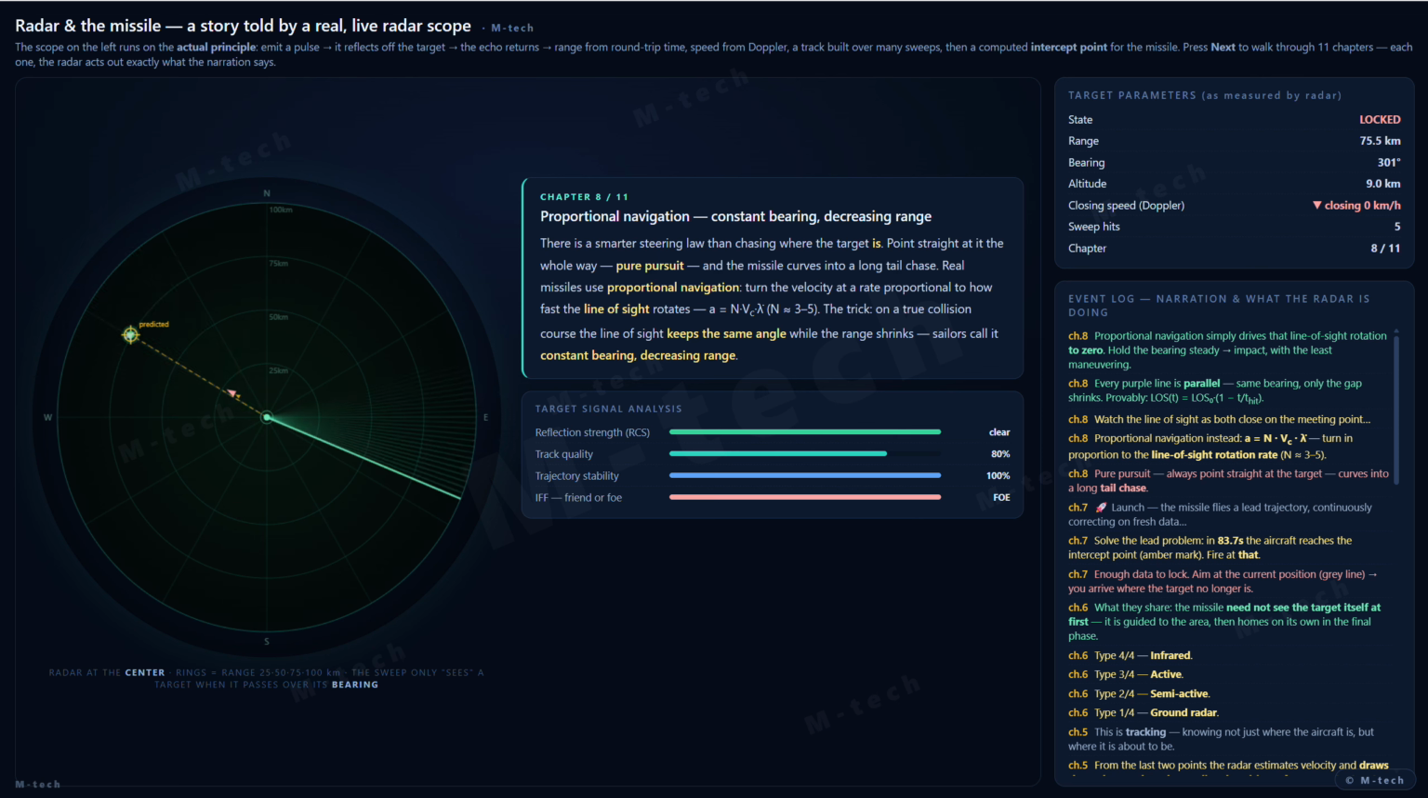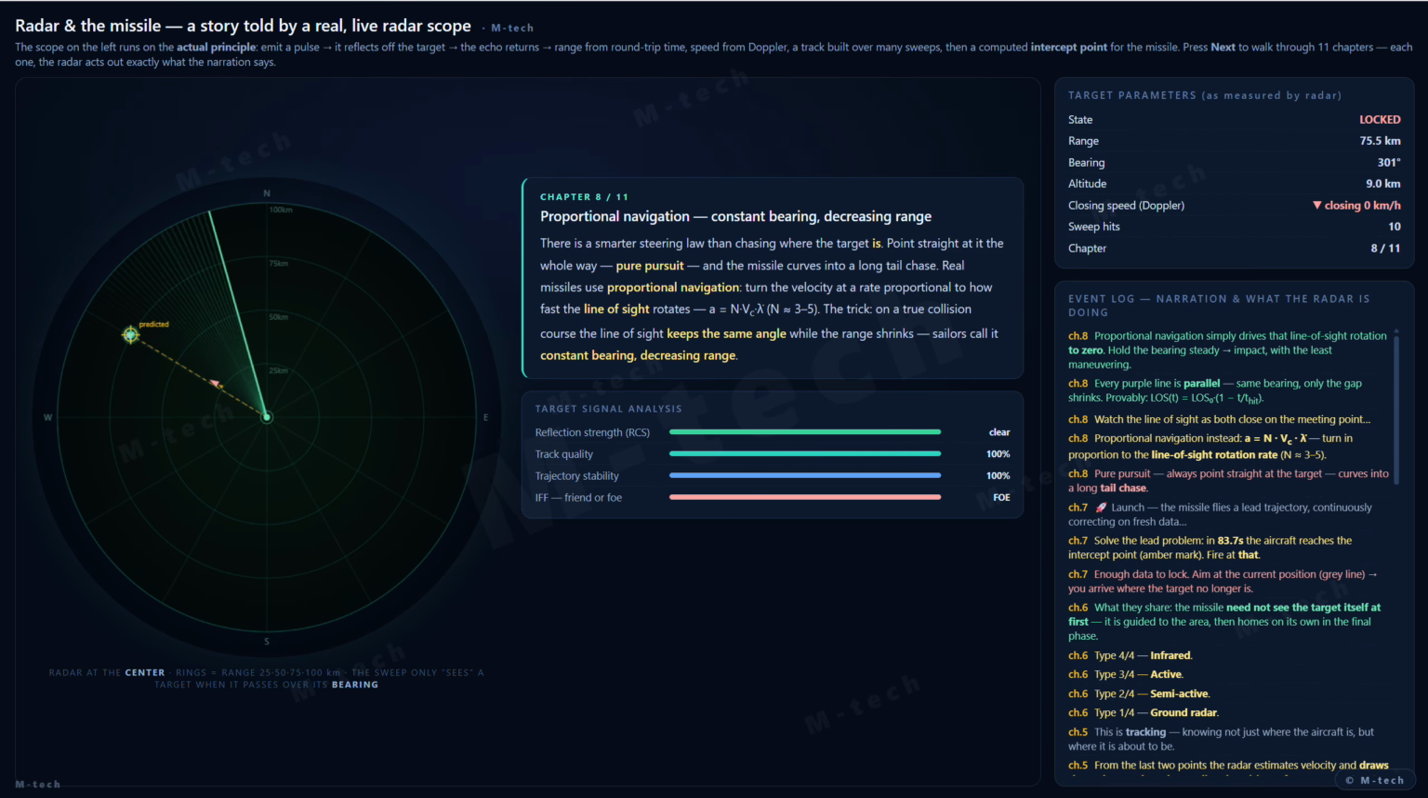The missile turns its velocity at a rate proportional to how fast the line of sight to the target is rotating. Command acceleration equals a navigation constant, usually 3 to 5, times the closing speed, times the line of sight rotation rate. The insight is simple.